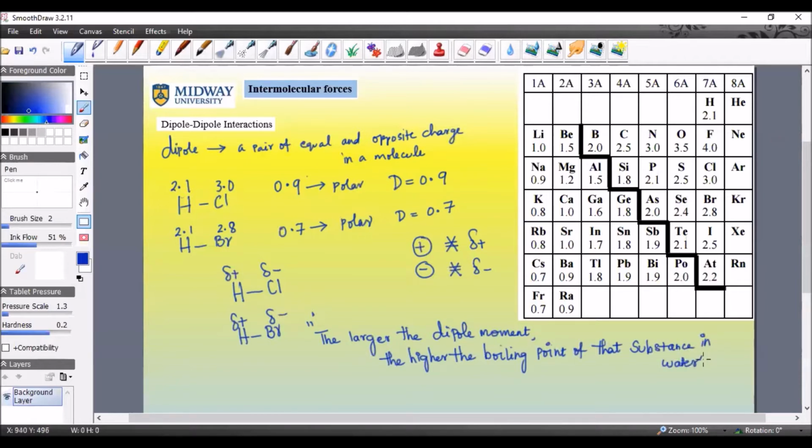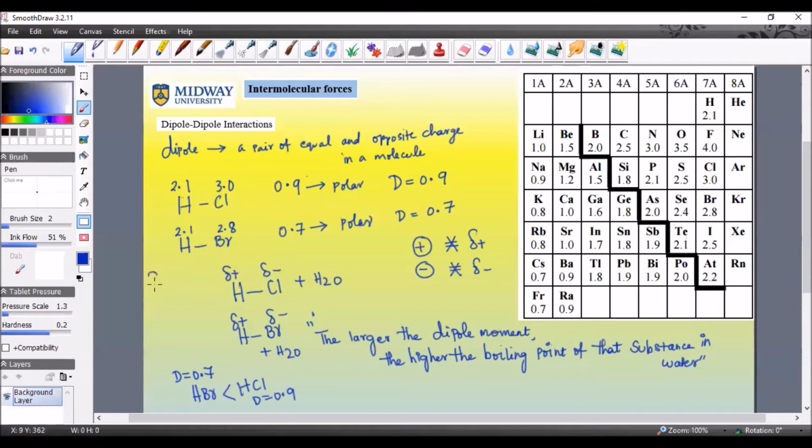What does that mean? It means if I put this plus water and this also plus water and boil, this would have a higher boiling point. So HCl would have a higher boiling point than HBr, simply because HCl has a higher dipole moment of D equals 0.9, whereas D is 0.7 for HBr. So this is partial positive and partial negative.